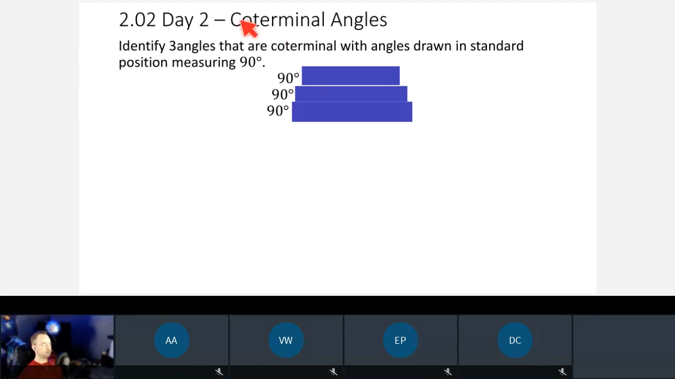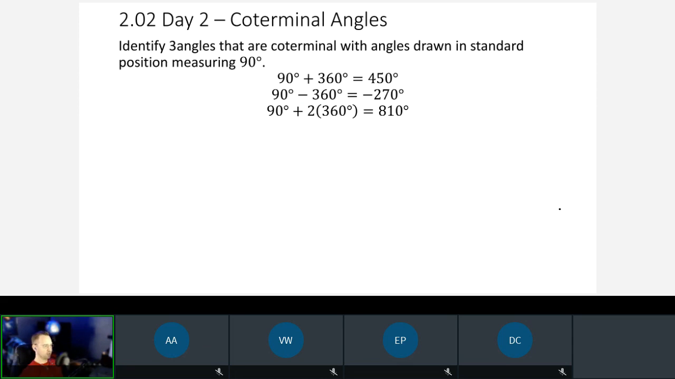So I have 3 examples here just to show how we can get 3 different angles. So we can add 360 to get 450. We can subtract 360 to get negative 270. I can even add or subtract 360 more than once. So in this case, I added 360 twice to get 810. So all of those degrees are coterminal angles.